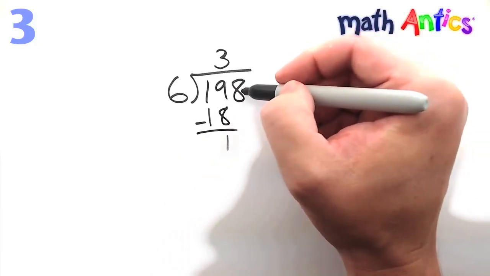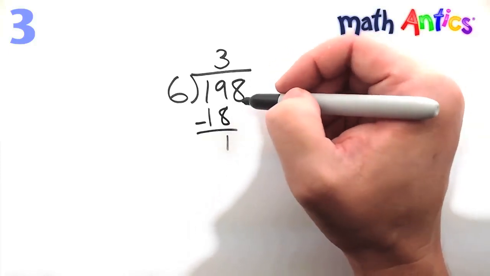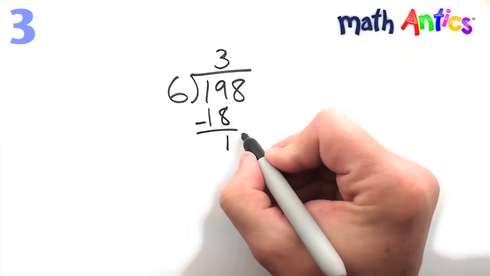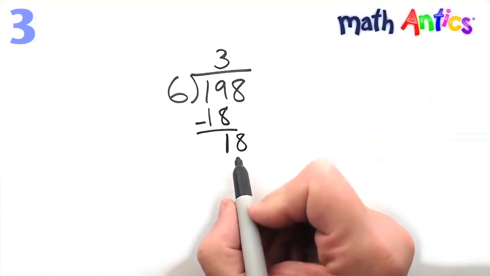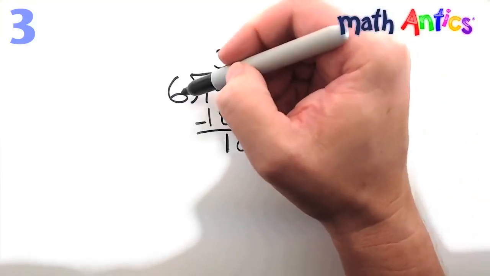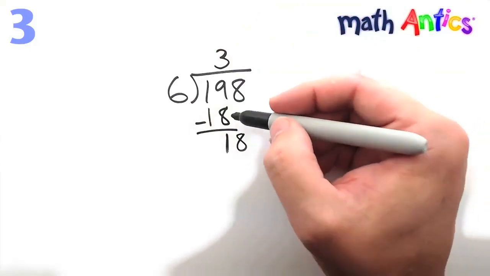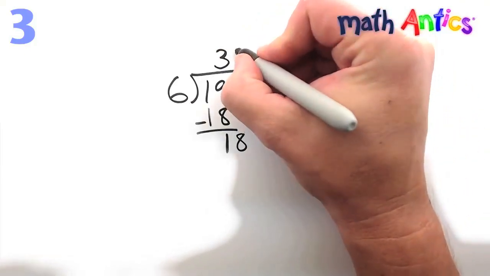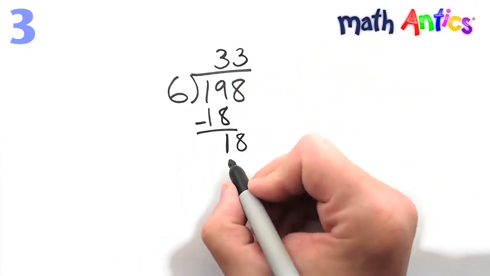And now we bring down a copy of that 8. We move on to the next digit, the 8. We bring a copy of it down to our remainder. And so now we have 18. So we ask, how many 6s does it take to make 18 or almost 18? Well, we know from the previous step that it takes 3 6s to make 18. And 3 times 6 is 18.